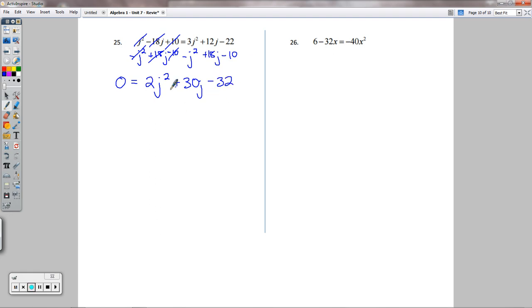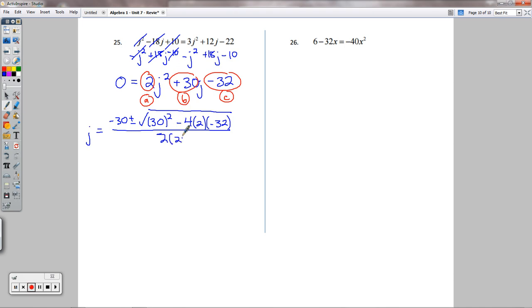So one thing you could do here, you could actually divide everything by 2 or factor out the 2 and then think of the GCF as a 2. And then you could divide everything by 2 and you'd have j squared plus 15j minus 16. You could solve that using the quadratic formula as well as this. But I'm going to use just what's here. I'm going to say I didn't notice that I could have divided everything by 2. So I'm going to use this as my a, this is my b, this is my c. So if you do that, you've got j equals negative b, negative 30, plus or minus the square root of b squared minus 4ac all over 2a.